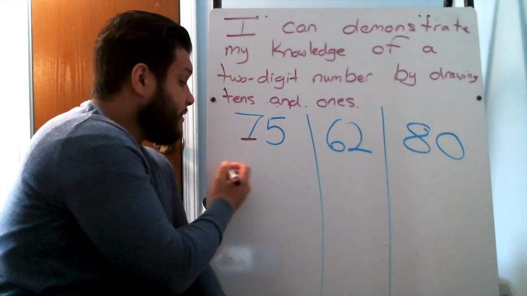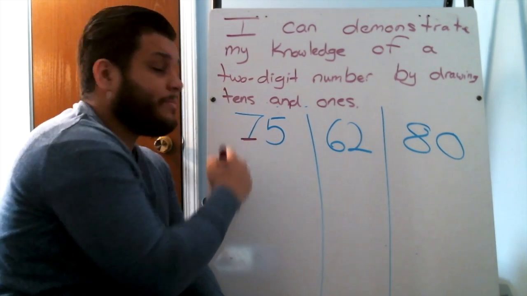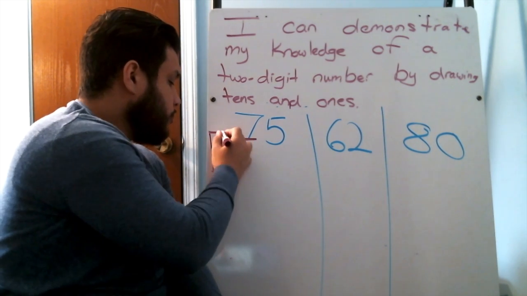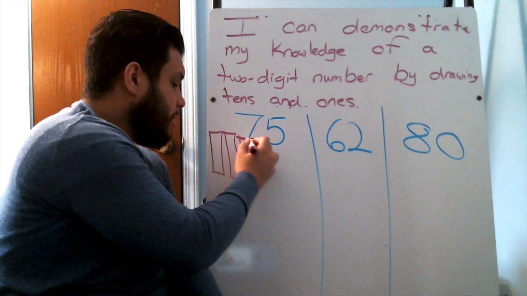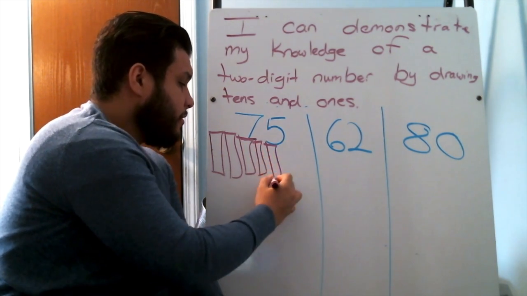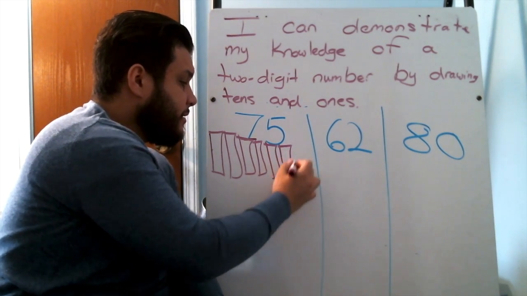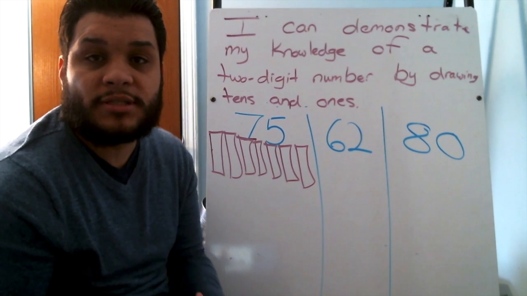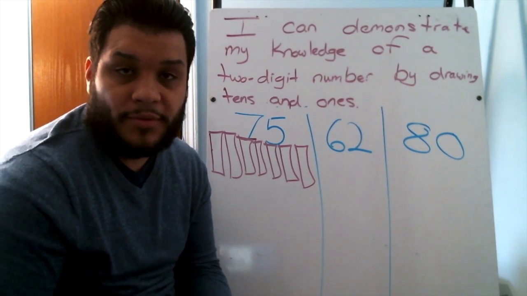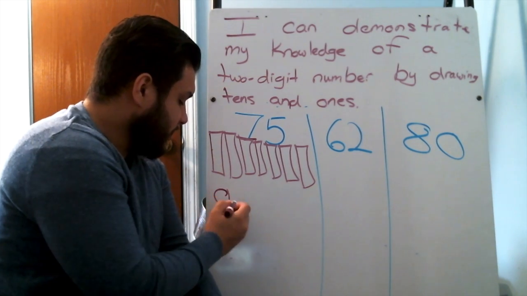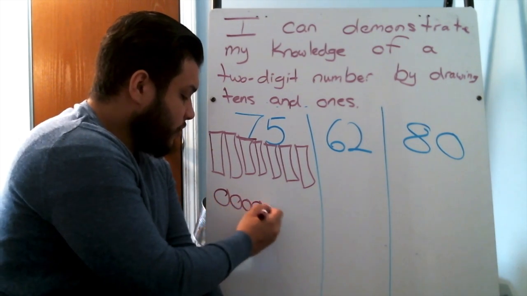Yes, 7 tens, because the 7 is in my tens place. 1, 2, 3, 4, 5, 6, 7. And now how many 1s in the number 75? Show me with your hands. High five. Yes, 5 ones. 1, 2, 3, 4, 5.